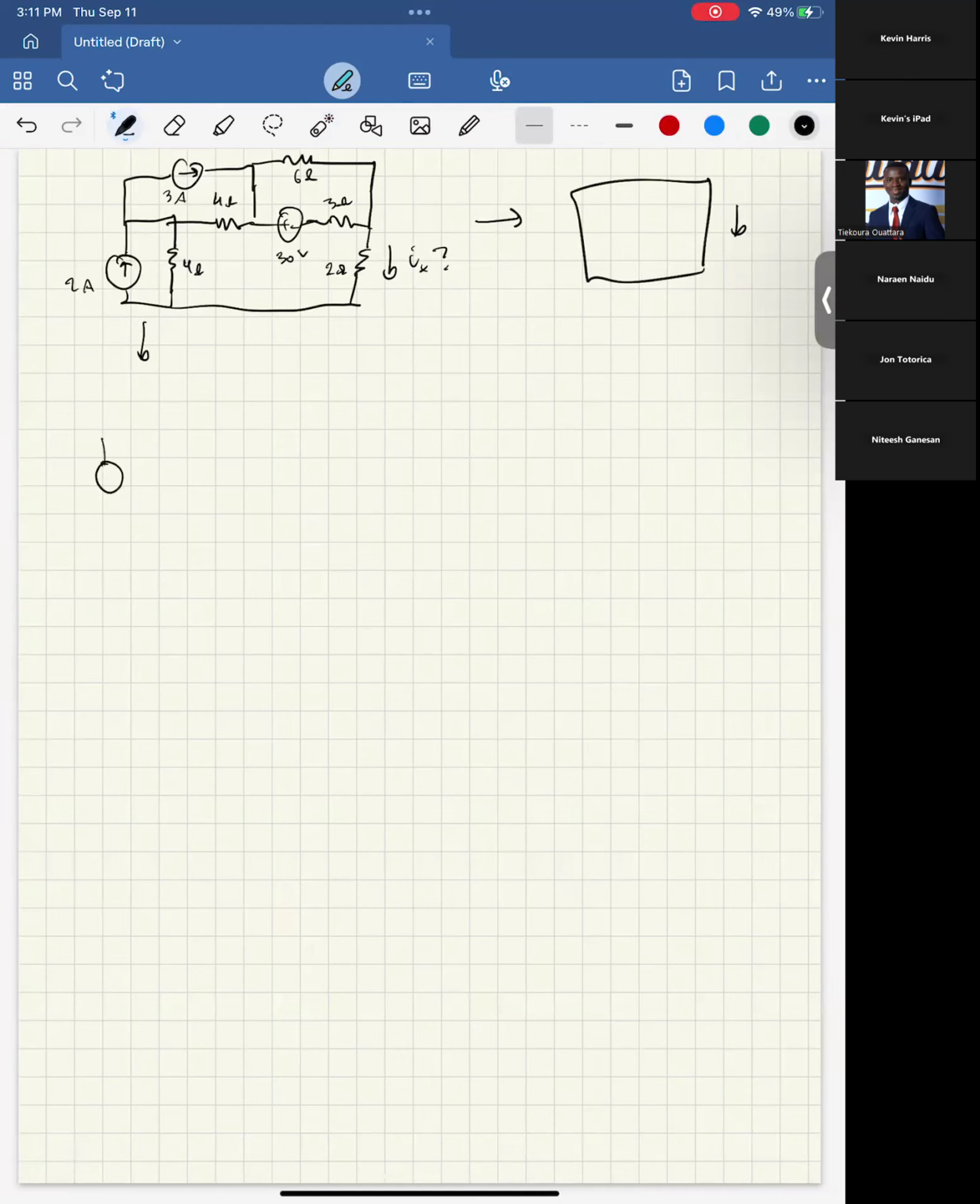And hopefully you all can see that this is the exact same circuit. It just looks a bit more compartmentalized, and it should be a lot clearer where you would actually do those source transformations.